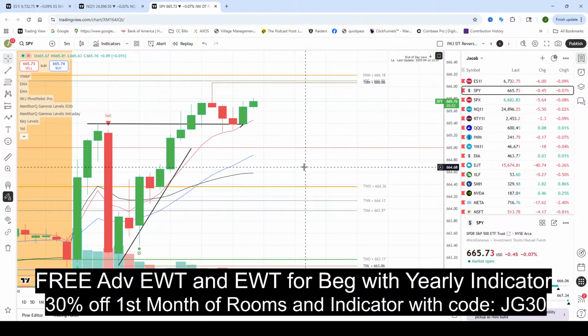Getting a little choppy now. We're just under the pre-market high, just under the gap fill. That'll be a key area to watch for a reversal if they do push back up there.